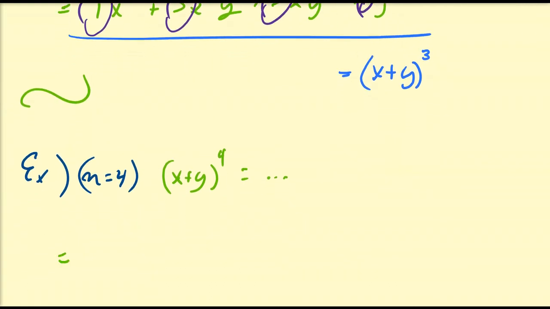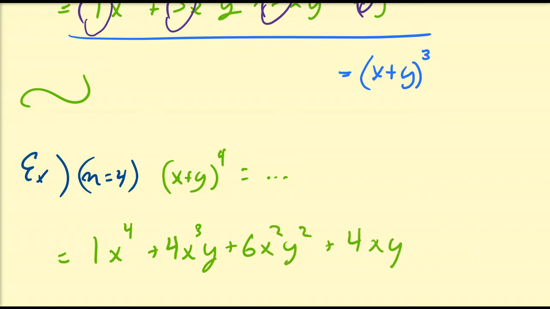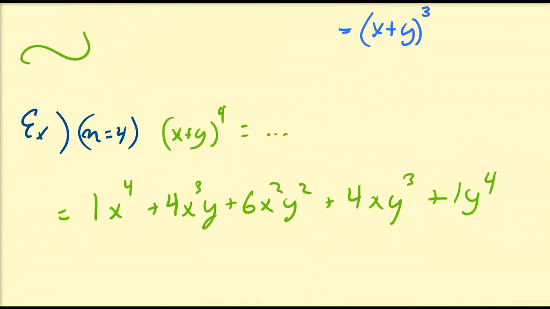If you expand this, you'll find this is going to be 1x^4 + 4x^3y + 6x^2y^2 + 4xy^3 + y^4. So have I memorized what this expands to, or is there actually a pattern to it?